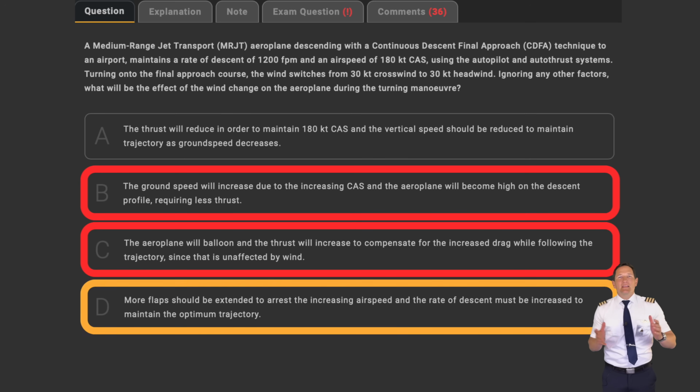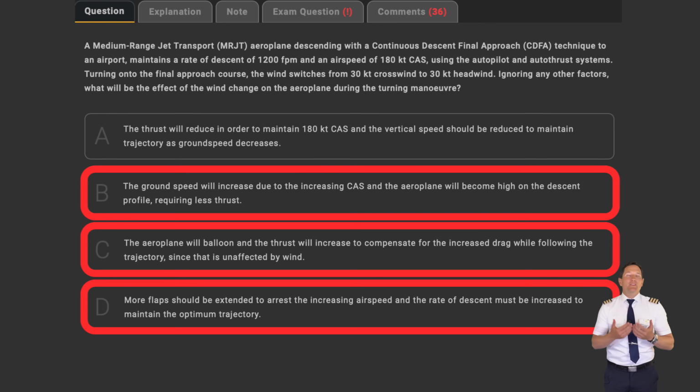Answer D also makes no sense. Fine with me if you want to extend the flaps, but the mistake is the increasing airspeed. As already said by Fabian, with the autothrust system engaged, the thrust will decrease to maintain the CAS, so nothing is increasing. And another false accusation is that the rate of descent must increase. We must establish that the ground speed reduces, and with reducing ground speed, your descent rate has to decrease too in order to maintain the glide path. So this answer is entirely wrong.